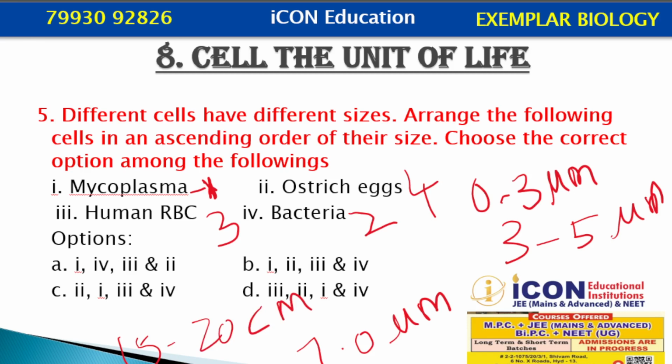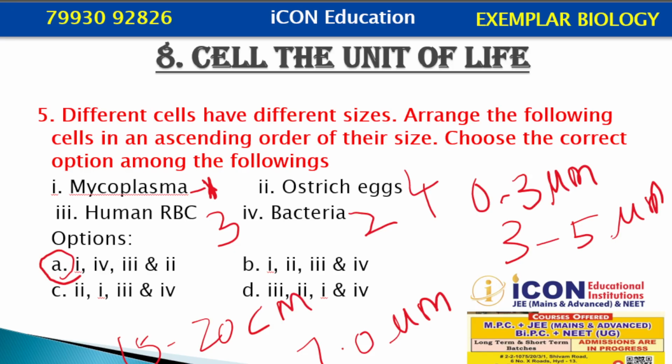Okay, so Mycoplasma is option 1, which is there in both options A and B, and bacteria is 2, that is 4, it is there in option 1. So this is the correct answer. In the ascending order, the size is Mycoplasma, then bacteria, then human RBC, then ostrich egg.